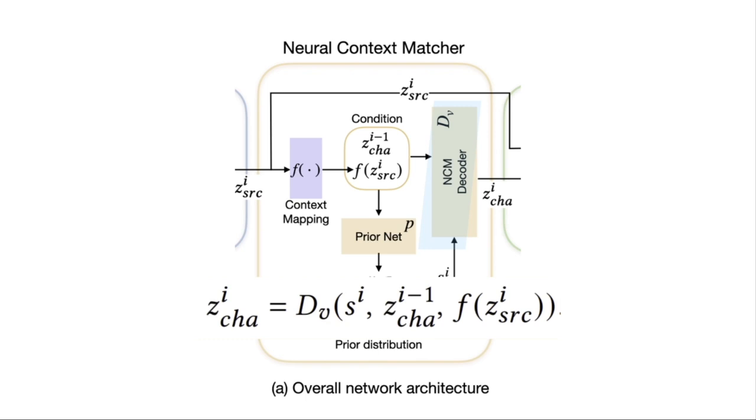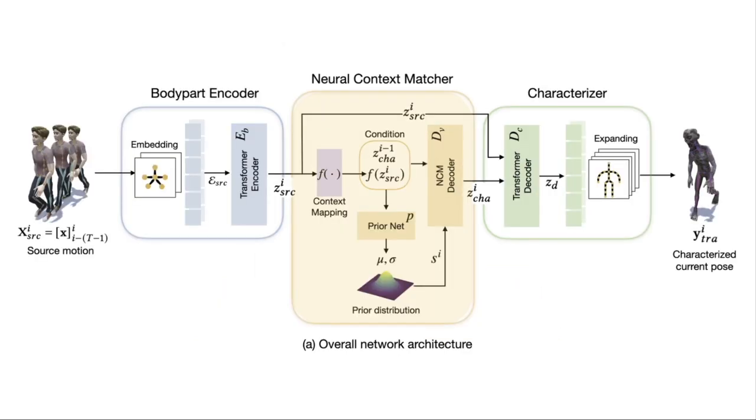NCM decoder uses transformer-based autoregressive conditional variational autoencoder model to predict and generate the next character feature.